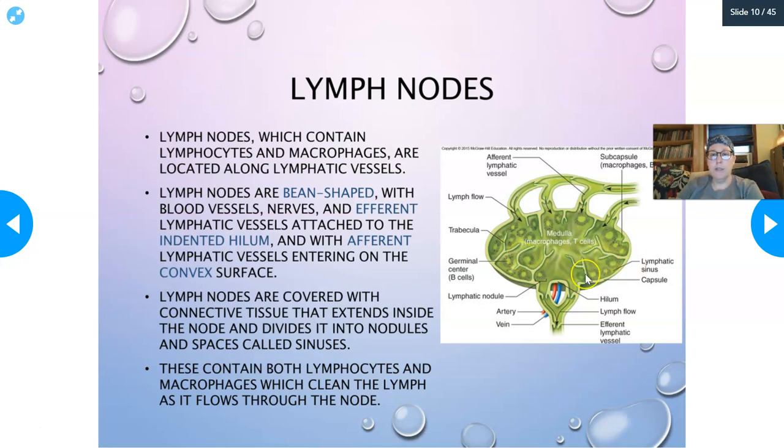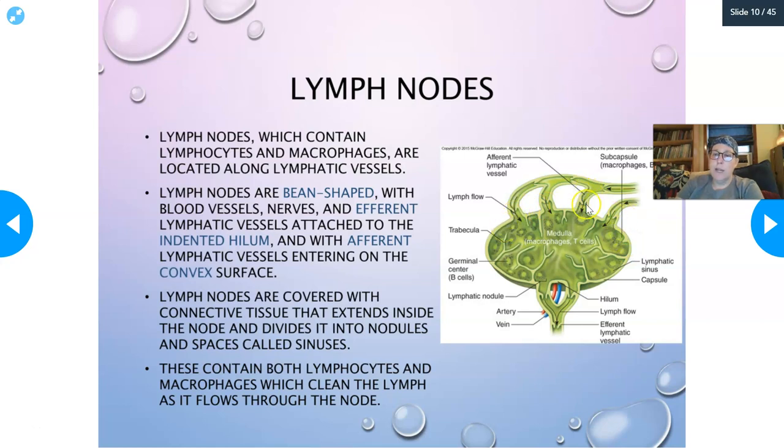If you look at the shape of a lymph node, they usually are bean-shaped, with blood vessels, nerves, and efferent lymphatic vessels attached to the indented hilum. So here's the indented hilum. And the afferent lymphatic vessels enter on the convex surface, which is right here. Convex, like this, like bent. And then the hilum is the other indentation. So think of a kidney bean kind of shape. Here's the indentation, the hilum, and here's the convex surface right there.